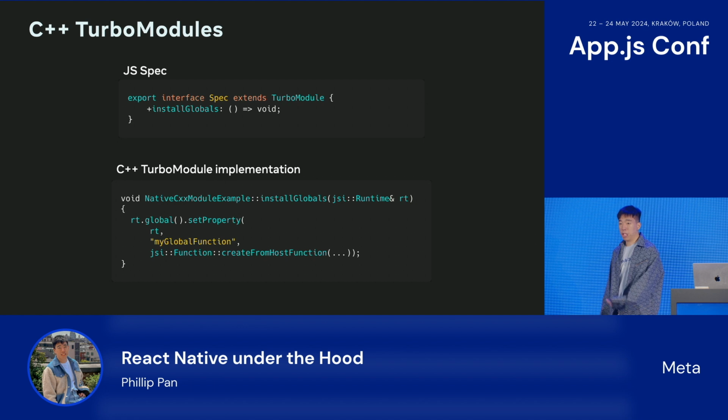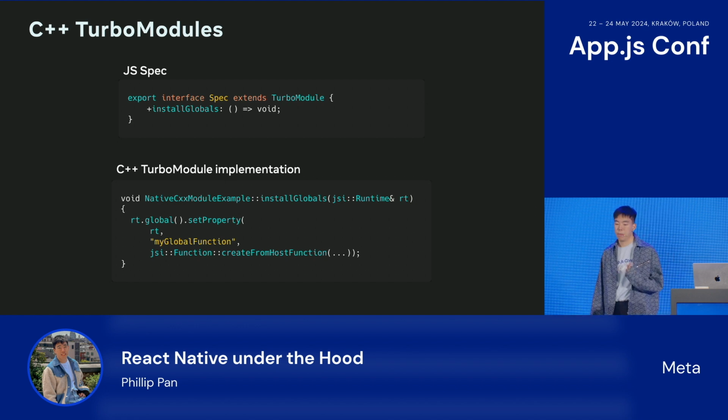Next, I'm going to talk about C++ TurboModules, an offering from the new architecture. The distinction between TurboModules and legacy modules is that a JavaScript spec is the source of truth of the module's shape. C++ TurboModules are also unique because every method will receive a reference to the runtime.